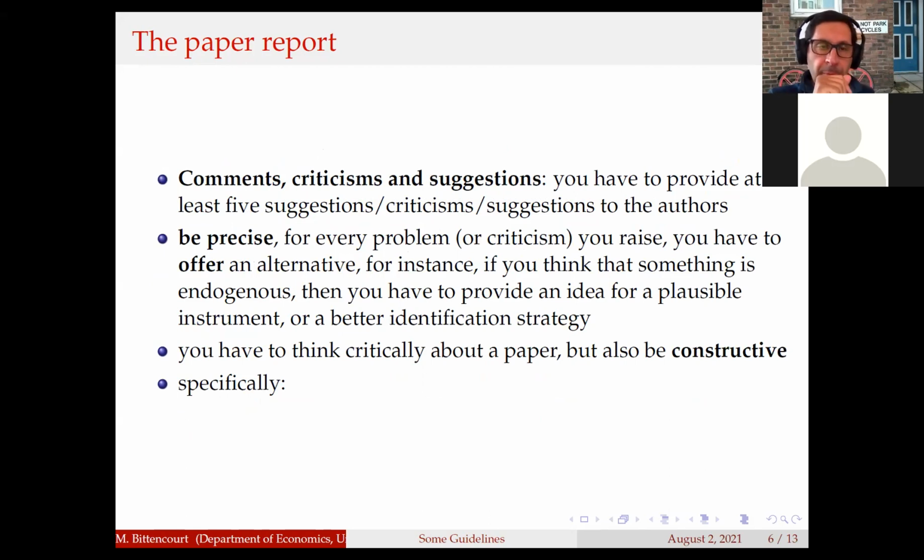Now, the second part of your report, the second section of your report, comments, criticisms, and suggestions. That's why I'm always asking you, do you have comments? Do you have criticisms? Do you have suggestions? Because that's how we do in science. There is no problem in having comments, criticisms, and suggestions. You have to provide at least 5 suggestions, criticisms. Oops, there is a bit of double counting there. 5 suggestions and criticisms, and you can ignore the second suggestions to the authors. All right. Again, be precise. For every problem or criticism you raise, you have to offer an alternative.